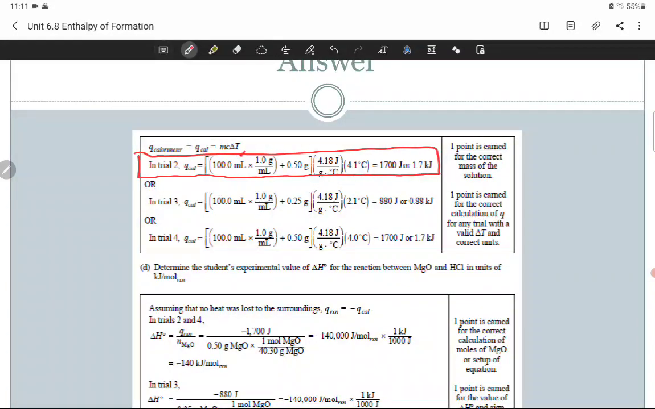So here's our 100 grams. Here's our 0.5 grams. Here's our specific heat, and here's our delta T. So we're going to eventually want to get that into kilojoules, but there's no reason why you couldn't have reported that in joules, unless it tells you in the question that it needs to be in kilojoules.